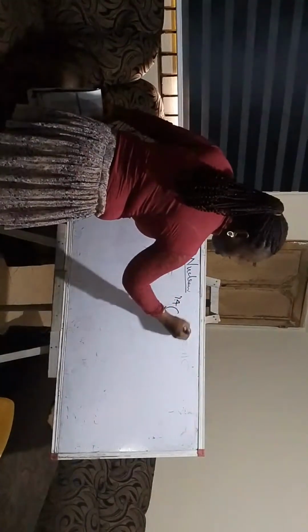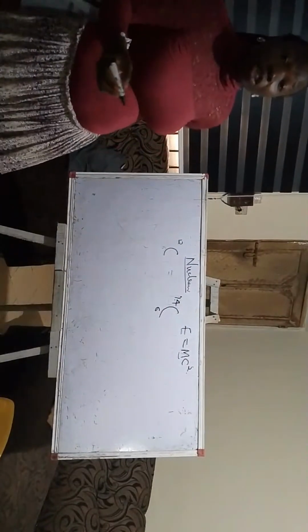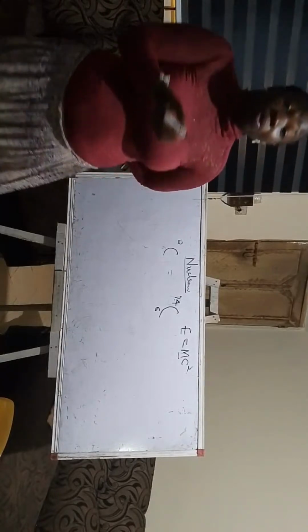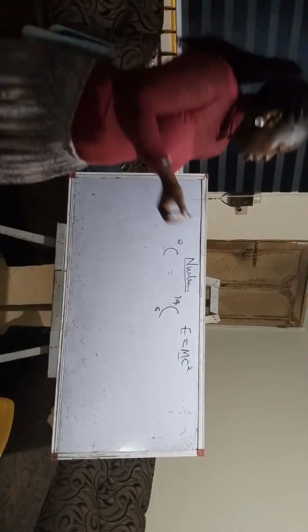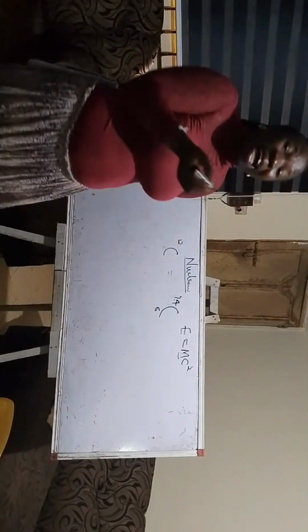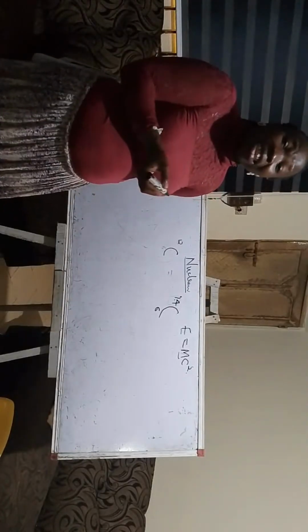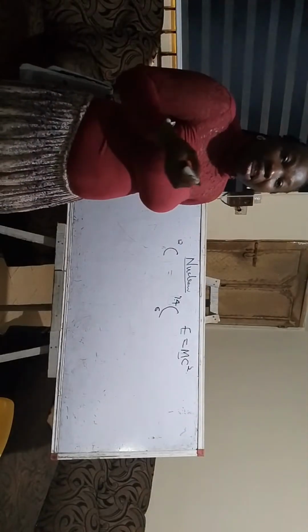E = mc². So this m is the mass. Now in physics, we talk about the mass of the body. But in chemistry, we are looking at the mass of the products minus the mass of the reactants. That is, each of these atoms exhibits their mass.